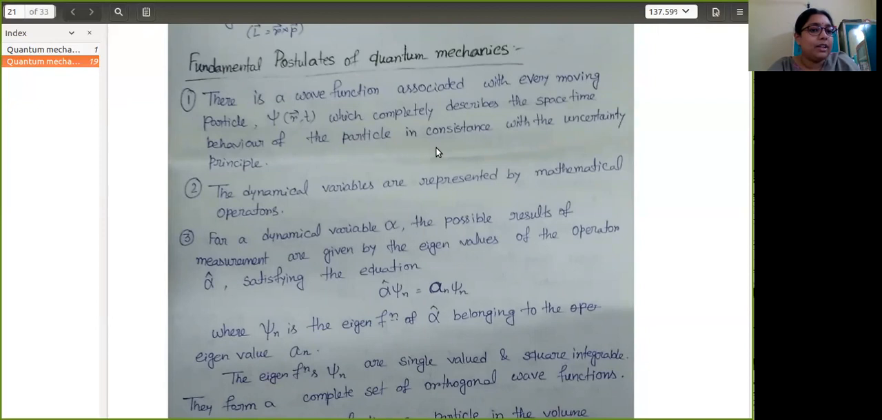The dynamical variables are represented by mathematical operators. For a dynamical variable alpha, the possible results of measurements are given by the eigenvalues of the operator alpha cap satisfying the equation alpha cap acting on the function psi n gives you a n into psi n, where this psi n is the eigenfunction of the operator alpha cap belonging to the eigenvalue a n. So this is a n, not alpha n.